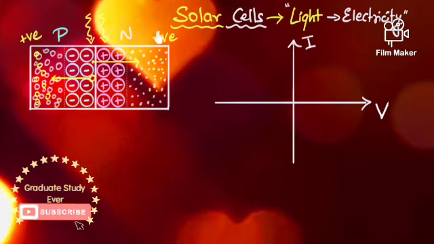But my question is, if I don't attach anything over here and I keep on shining light, would the voltage keep on increasing forever? Because more and more electron-hole pairs will get accumulated. Will it never stop? Will it keep on increasing? I want you to pause the video and think a little bit about it. What do you think is going to happen eventually?